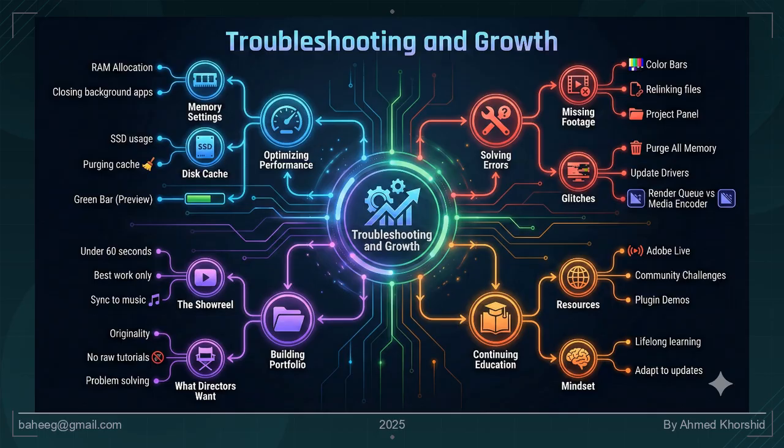Figure: mind map, troubleshooting and growth. Optimizing performance: memory settings, RAM allocation, closing background apps, disk cache, SSD usage, purging cache, green bar, preview. Solving errors: missing footage, color bars, relinking files, project panel, glitches, purge all memory, update drivers, render queue versus Media Encoder. Building portfolio: the show reel, under 60 seconds, best work only, sync to music. What directors want: originality, no raw tutorials, problem solving. Continuing education: resources, Adobe Live, community challenges, plugin demos. Mindset: lifelong learning, adapt to updates.